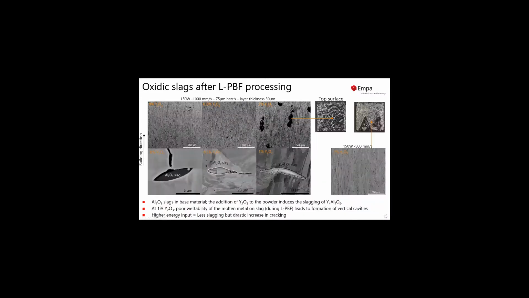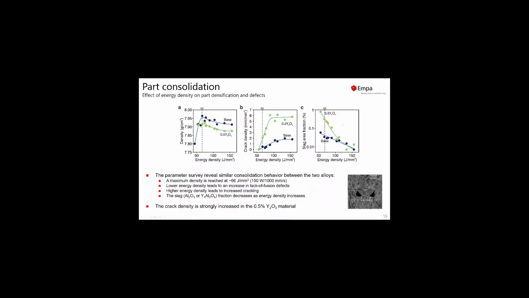So here we just measured the area of the slags relative to the overall area. There are a couple of interesting findings. First of all, the two alloys show basically similar consolidation behaviors. We could find a maximum density at a volumetric energy density of 66 joule per cubic millimeter for these conditions.